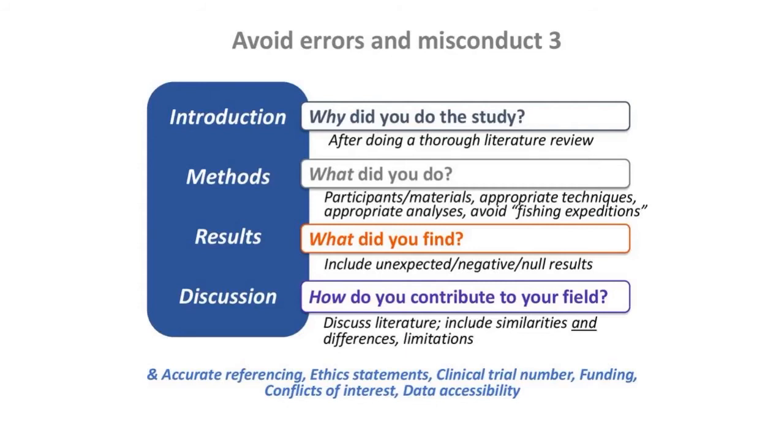Here's a checklist for writing the different sections of your paper. Why did you do the study? In the introduction, after doing a thorough literature review. The methods talk about what you did. What are the participants, the materials, appropriate techniques? Analyses. What did you find in the results, including unexpected, negative, or null results? And how does your work contribute to the field in the discussion? Literature, similarities and differences, and limitations. You need accurate referencing, ethics statements, clinical trial numbers, funding, conflicts of interest, and data accessibility.